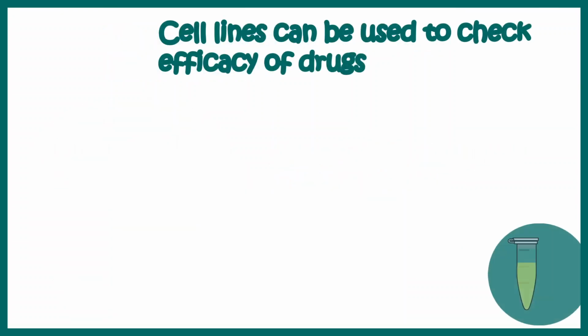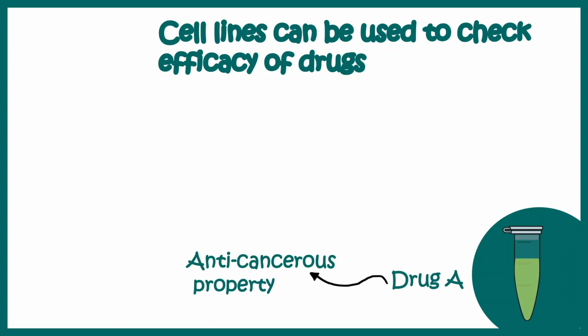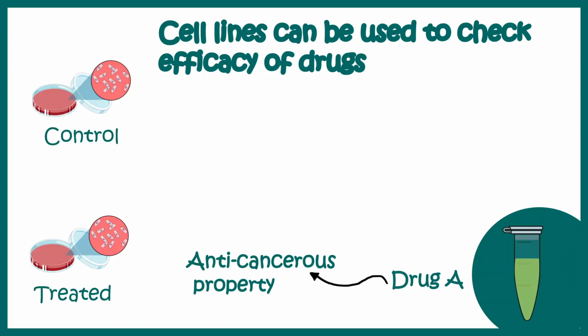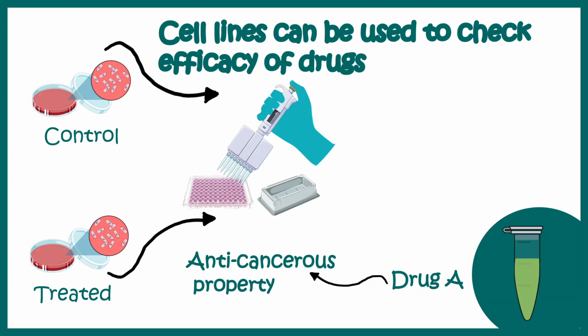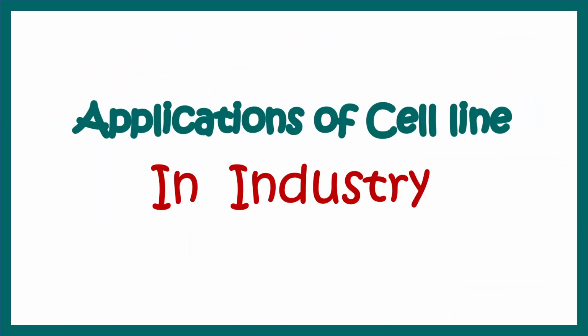For example, you have discovered a drug which might have an anti-cancerous property. How do you test that? You can use some cancerous cell line, and in one set you don't treat it with anything, and in another set you treat it with this particular drug, and then you check viability for both these cases. If you see a decrease in viability, that means your drug might be very efficient. People also create efficacy curves from these particular assays.